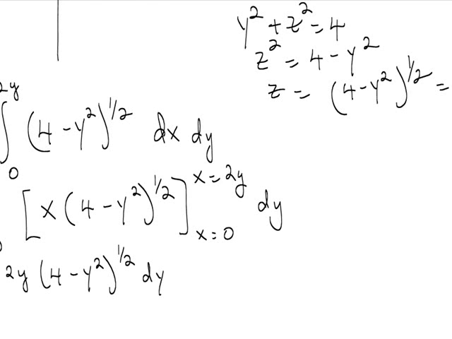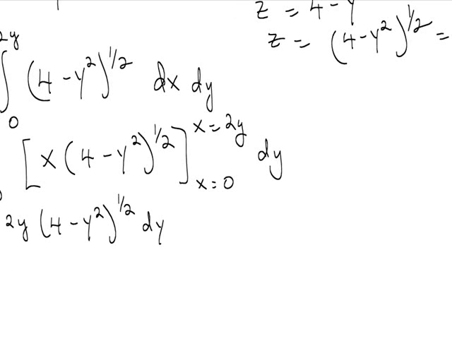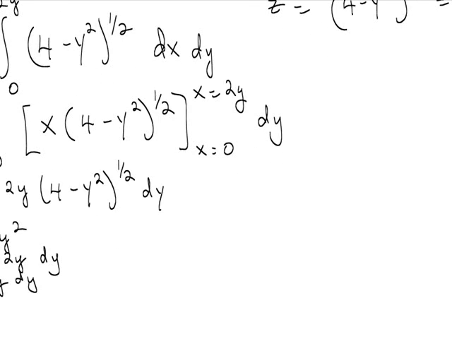Now, if you look at this, how do you integrate this? Any ideas? Substitution. Good. So we are going to let u equals 4 minus y squared, du equals minus 2y dy. So 2y dy is minus du. Change limits. Y equals 0 implies that u equals 4. Y equals 2 implies that u equals 0.